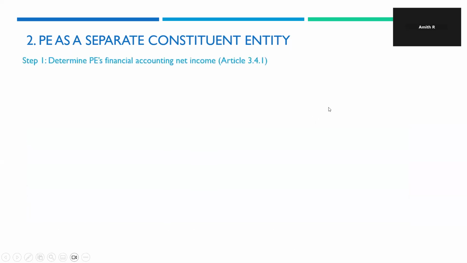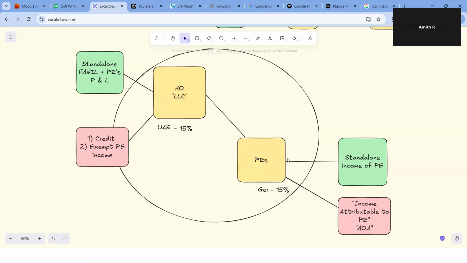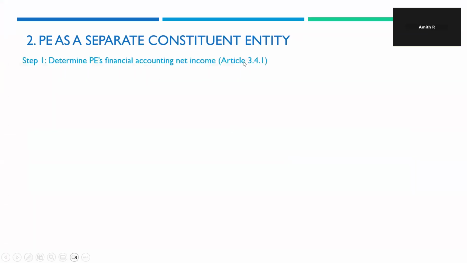Now, what should you do? What should be the step-by-step process in allocating PE income? The first one is to determine the PE's financial accounting net income, or FANIL. Determine the PE's FANIL.